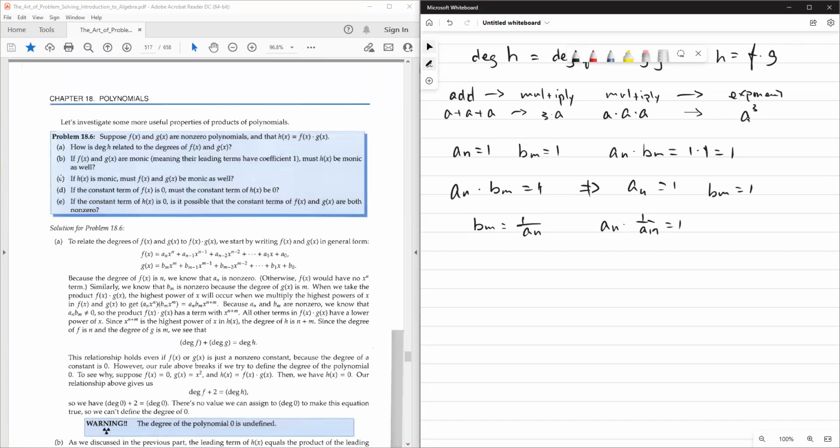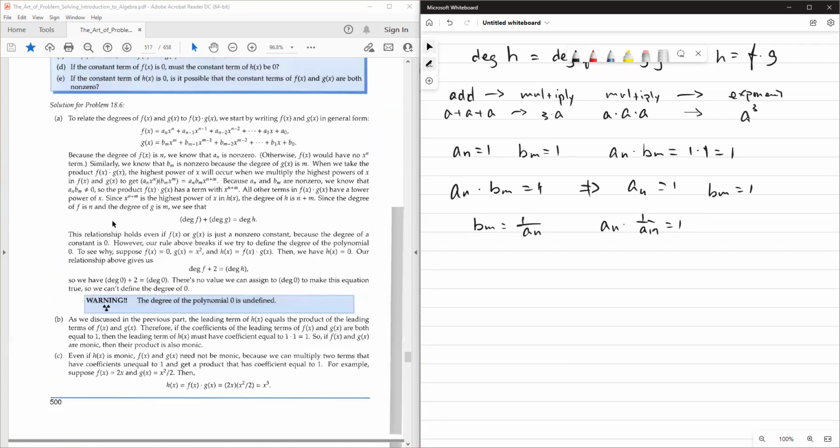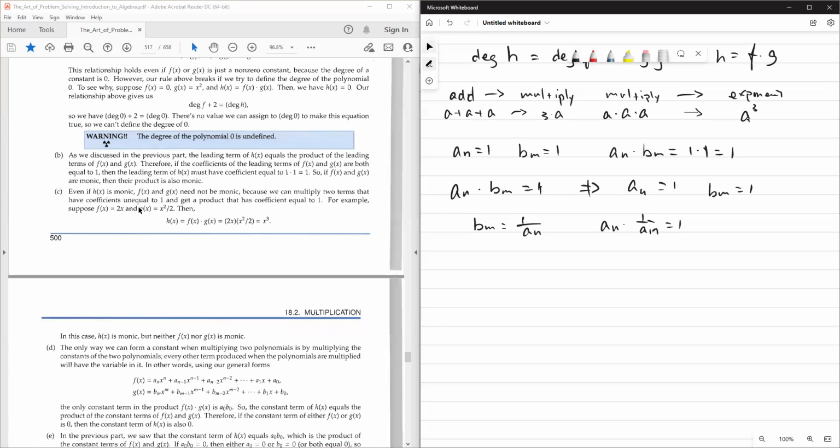Okay, so sorry, go back here. If the constant term of f of x is 0, must the constant term of g of x also be 0? If the constant term of h of x is 0, is it possible for both to be non-zero? We're basically studying the properties of the product, right? We know the constant term of h of x equals a_0 multiplied by b_0. Why is that? Because every other term will have x in it. These are the only two terms that don't have an x in them.